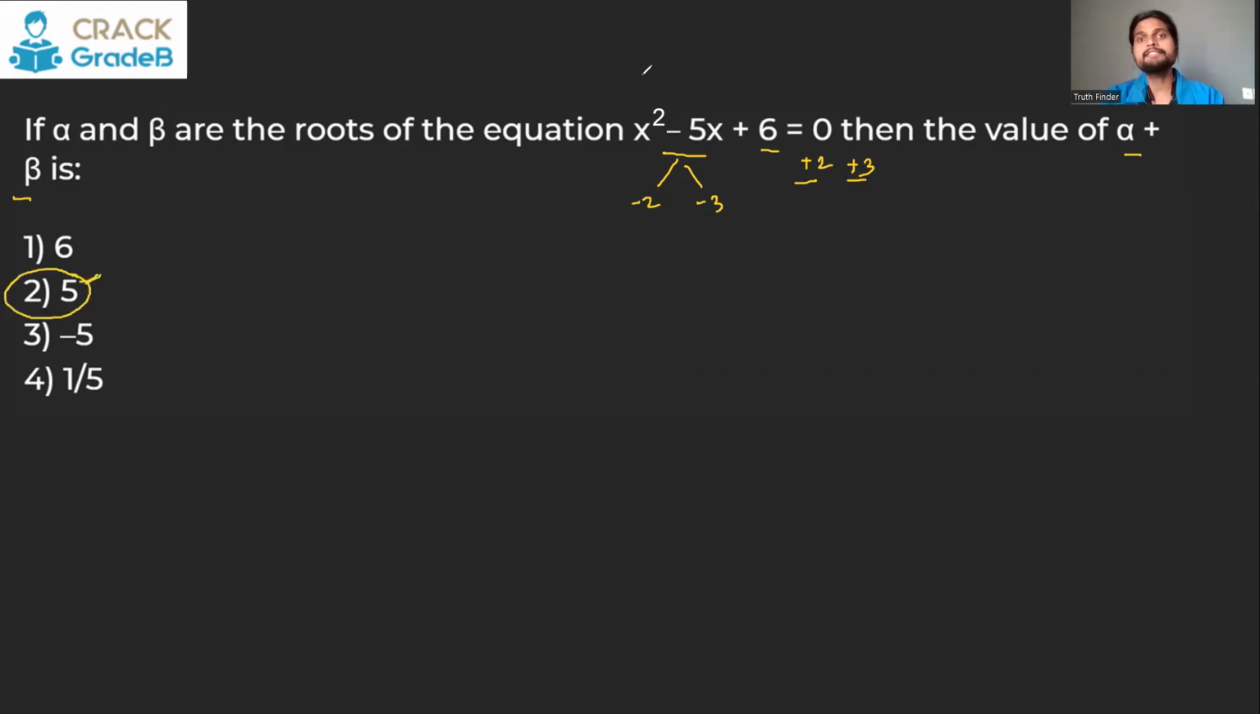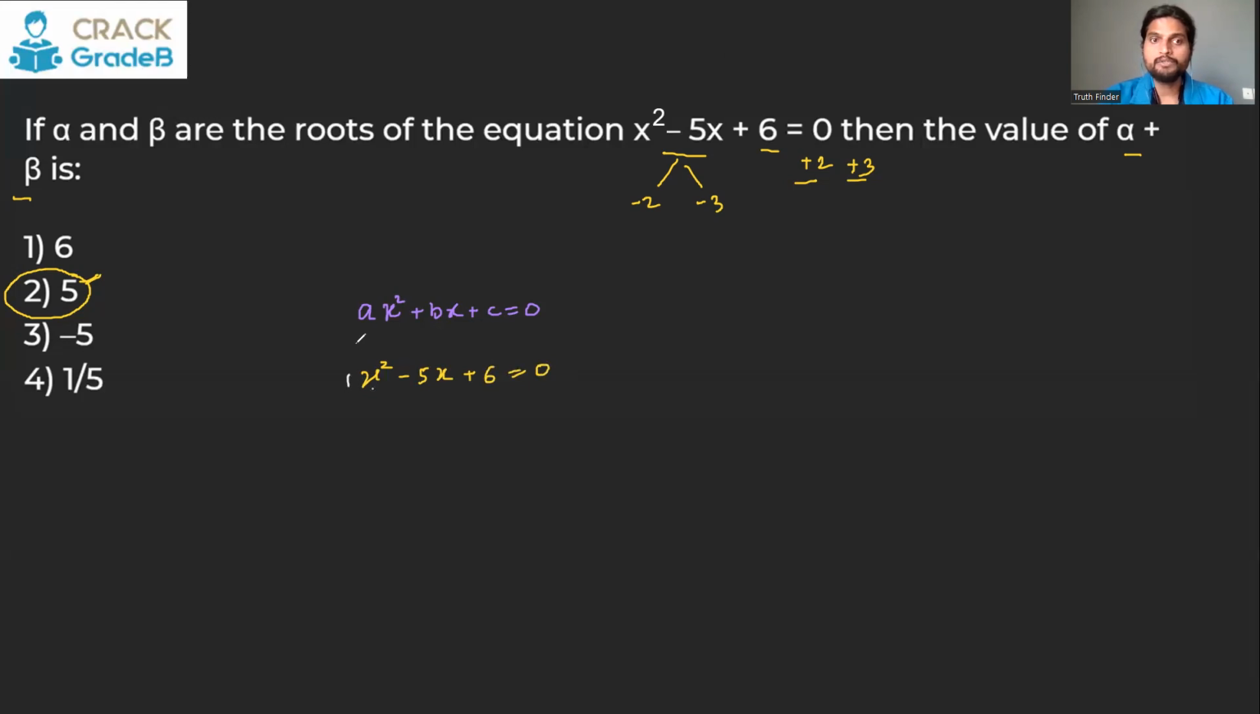But we just saw there is another way to calculate the sum of roots, and that is you have to first map the given equation with the general form of the quadratic equation, that is ax square plus bx plus c is equal to 0. You have to map this equation x square minus 5x plus 6 is equal to 0.